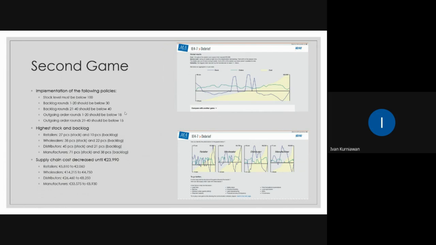Next. Okay. Should the backlog number be directly proportional to the outgoing order? For instance, if the backlog is high, therefore the order is going to be high, right? But in here, the tolerance for the backlog, for instance for rounds 21 to 40, should be below 40. So you are increasing the tolerance of the backlog. However, you are decreasing the tolerance of your maximum outgoing order. Could you explain that, Nicholas?